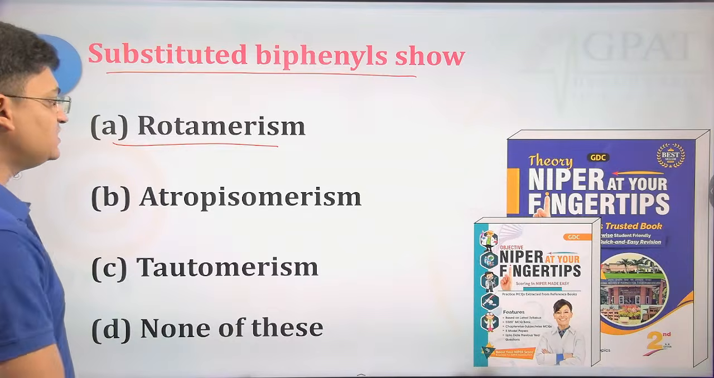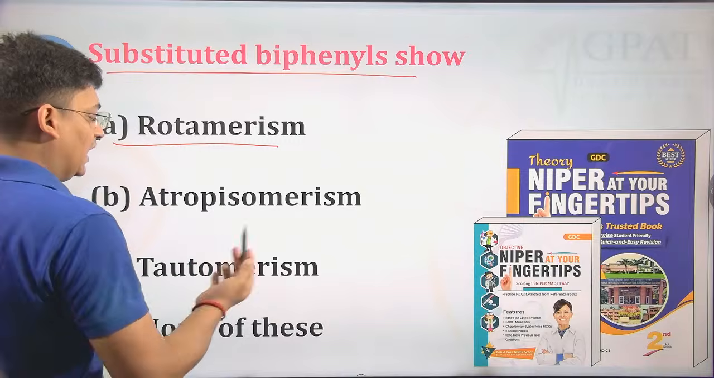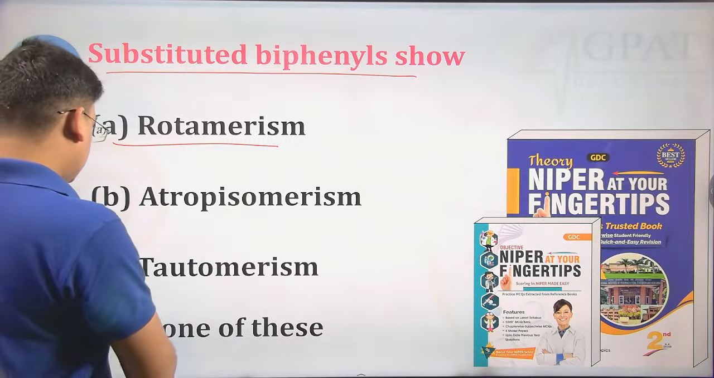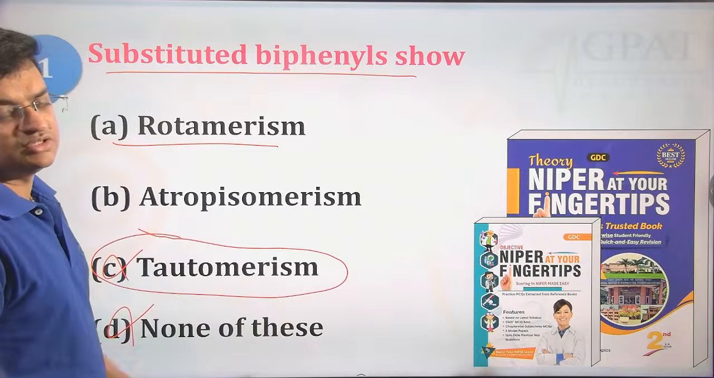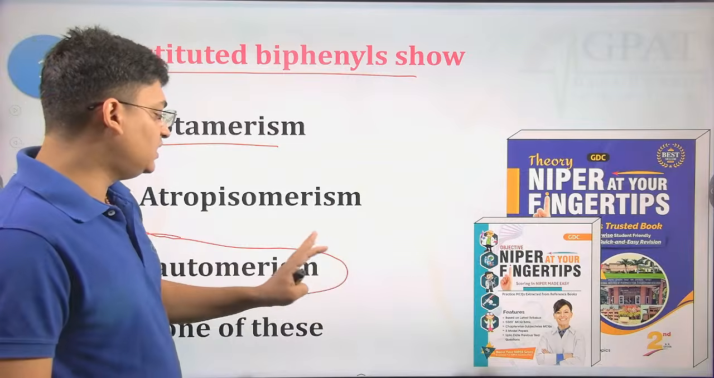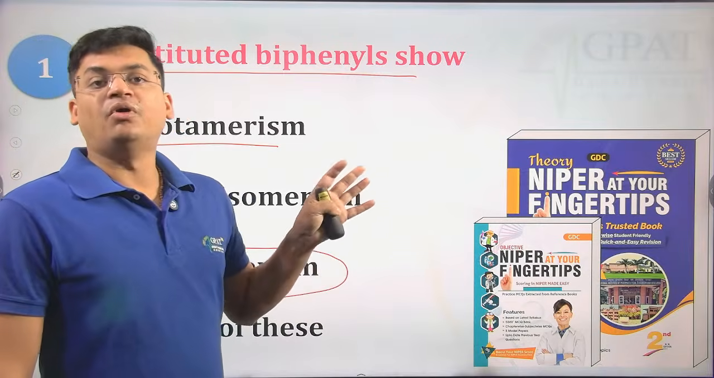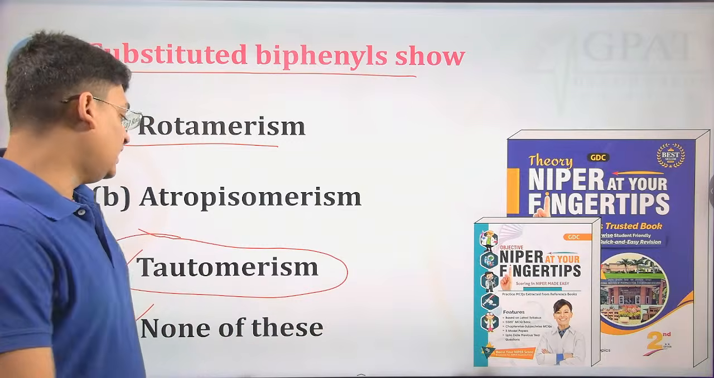The options are rotamerism, which is related to rotational isomerism, that is conformational isomerism, atropisomerism, tautomerism, and none of these. Tautomerism is a kind of structural isomerism, also known as constitutional isomerism, where there is a change in the bondings.